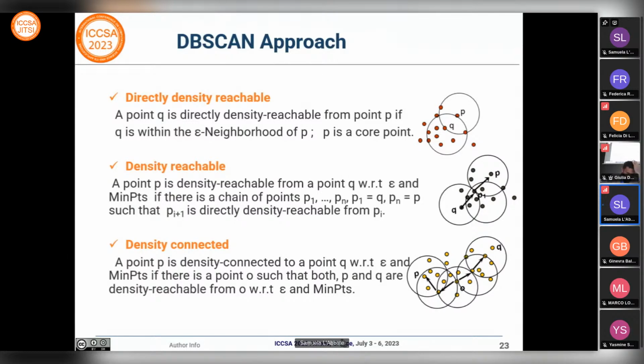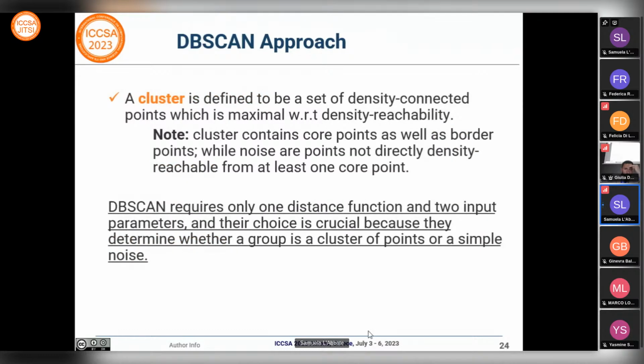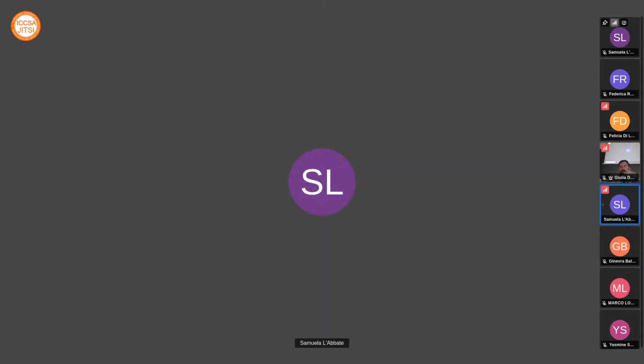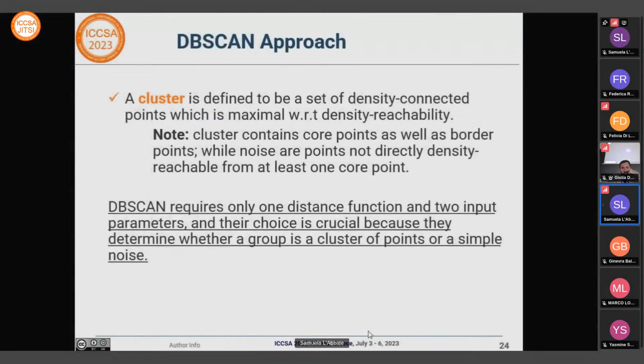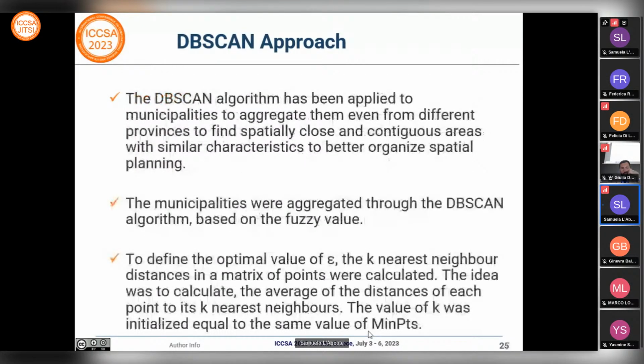Here are some definitions on which the algorithm is based, and this algorithm requires only one distance function and two input parameters, and their choice is crucial because they determine whether a group is a cluster of points or simple noise. The DBSCAN algorithm has been applied to municipalities to aggregate them, even from different provinces, to find spatially close and contiguous areas with similar characteristics to better organize spatial planning.